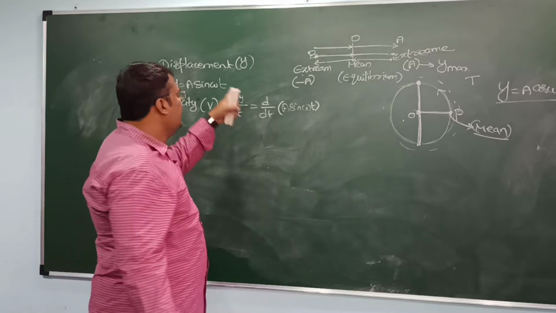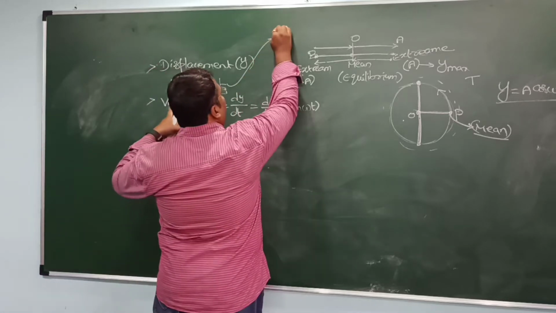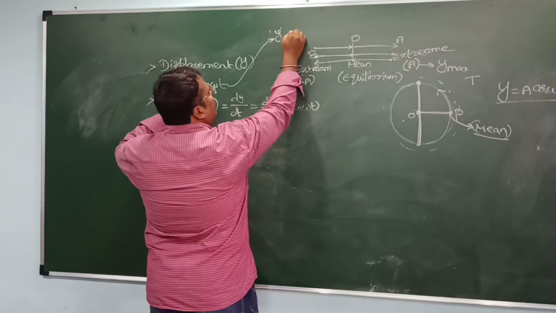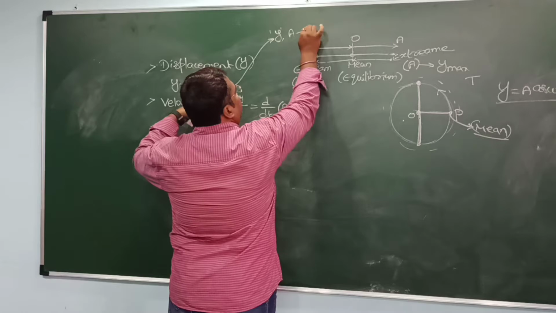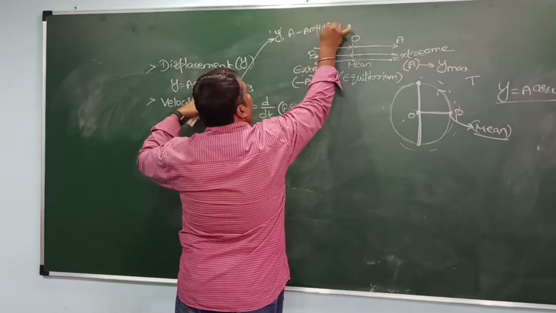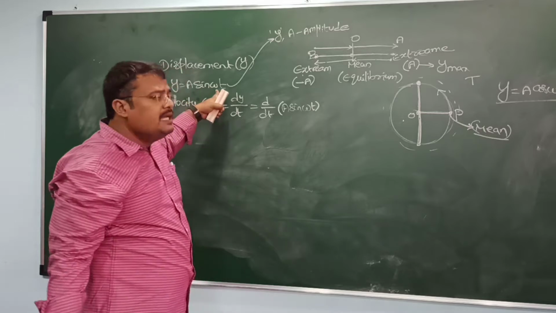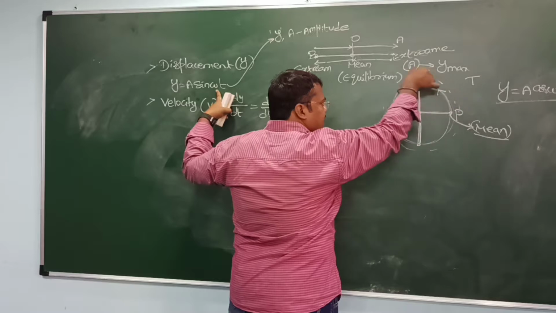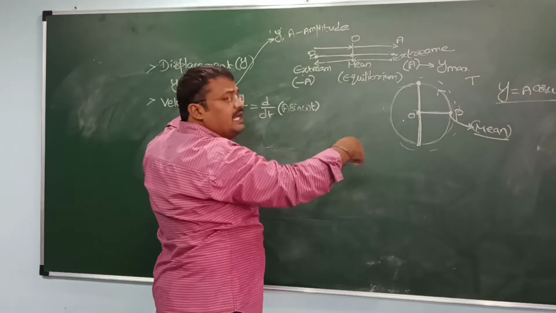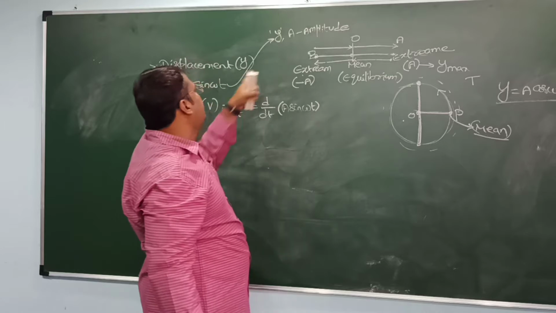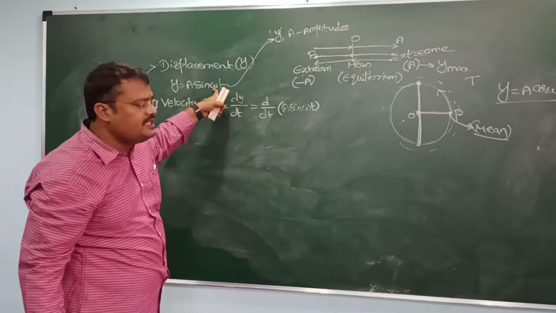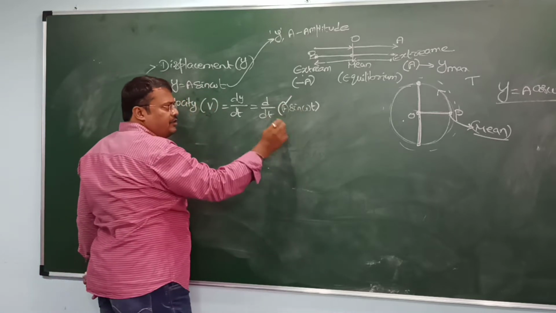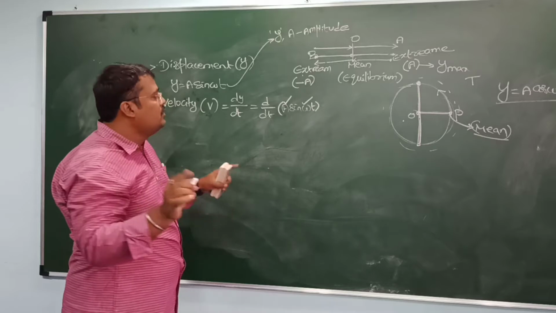Remember in this equation, y means the displacement covered by the particle, and A means the amplitude of the particle, and omega is the angular velocity. Here the particle is doing circular motion. It is nothing but a uniform circular motion, means the angular velocity is a constant in this case. So amplitude and omega both are constant values.